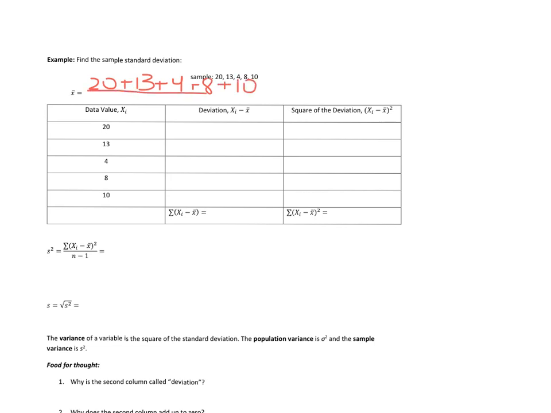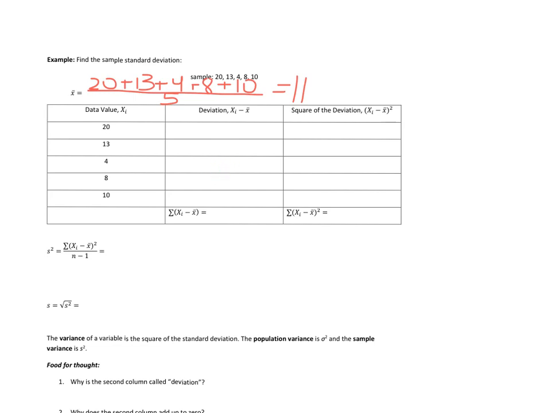After we find the sum, we divide by 1, 2, 3, 4, 5 observations, and the mean is 11. Our sample mean x bar is 11. So now here's all our data values in our table, and we're going to figure out everyone's deviation from the mean.